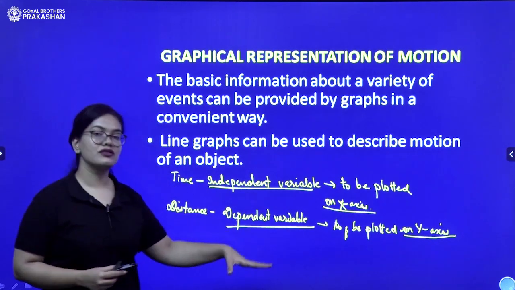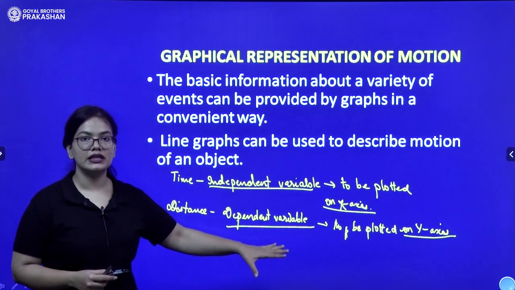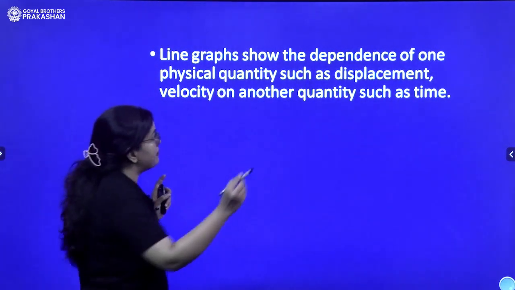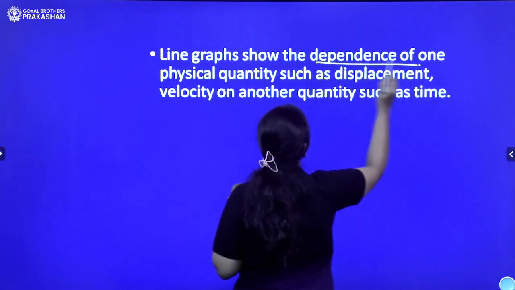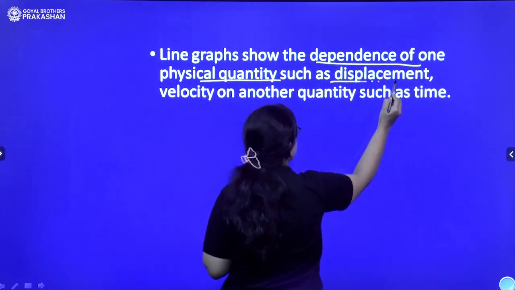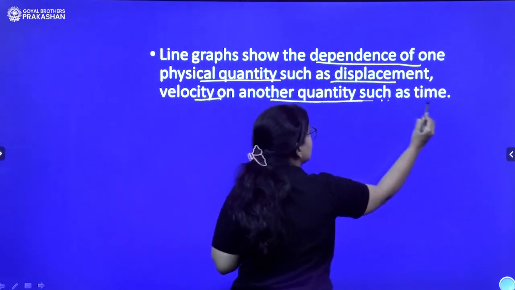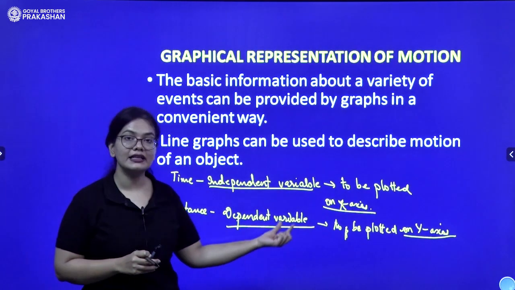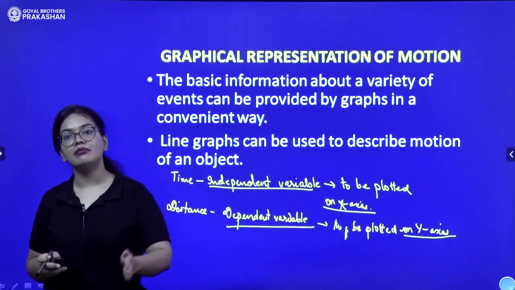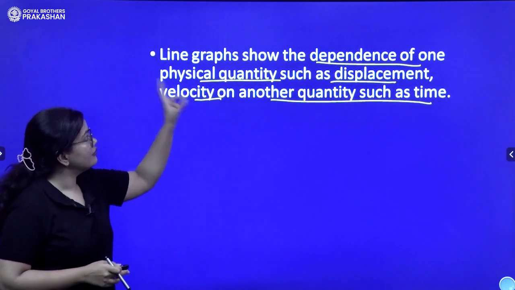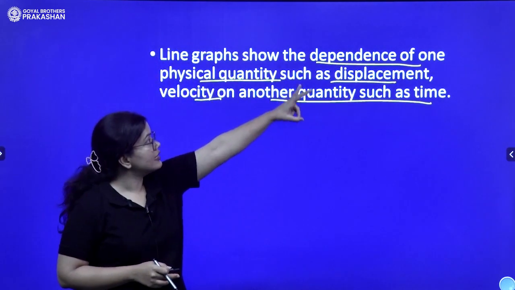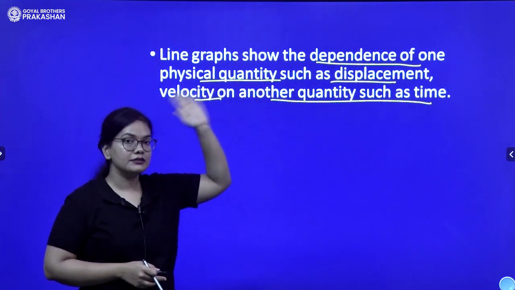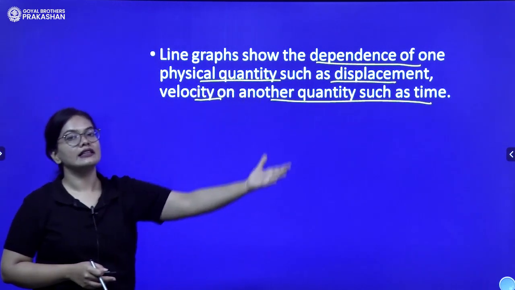So this is a little extra conceptual information that you need to know for graphs. A line graph shows the dependence of one physical quantity, such as displacement or velocity, on another quantity such as time. As we have discussed, distance is the dependent variable. It depends upon the time at which you are taking the reading. That is what the line graph does: it shows the dependence of one physical quantity, such as displacement, distance or velocity, on the other, which is time.